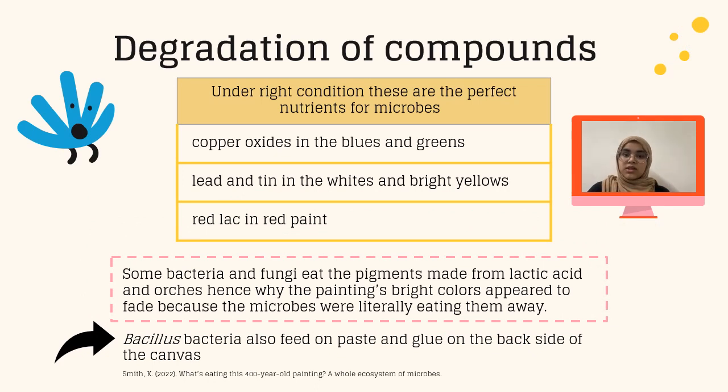Some bacteria eat the compounds that the pigments are made with, for example, copper oxides in blues and greens, lead and tin in white and bright yellows, red lac in red paint, and some bacteria also feed on the paste and glue that are used on the backside of the canvas.